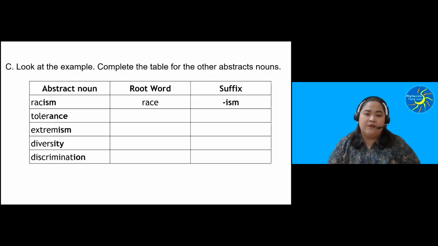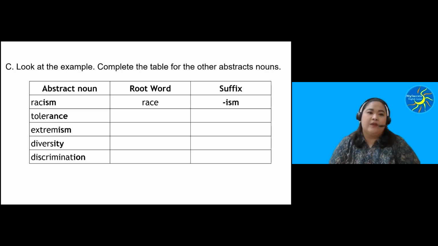Okay, so do you know the function of a suffix? A suffix is the letters ending in the word to change the meaning, yeah, or to change the function of the word. So from race into racism, ism is added to show that this is an ideology.